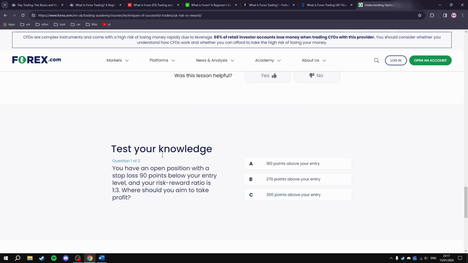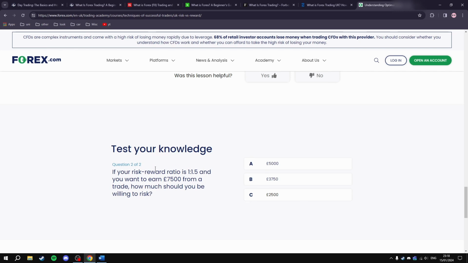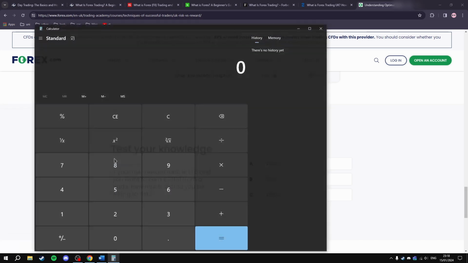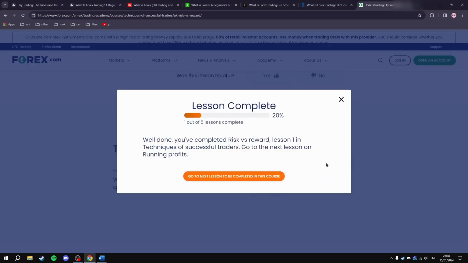Okay, test your knowledge. You have an open position with a stop loss 90 points below your entry level and your risk-reward ratio is 1 to 3. So, where should you aim to take a profit? 3 times 90 is 270. Your risk-reward ratio is 1 to 1.5 and you want to earn 7,500 from a trade. How much should you be willing to risk? 7,500 divided by 1.5, 5,000.